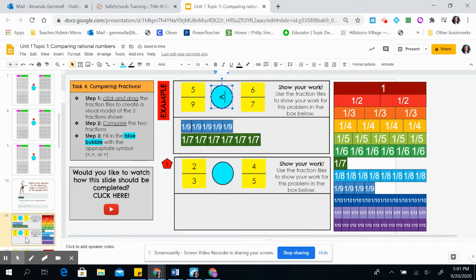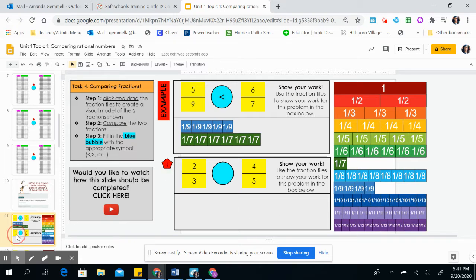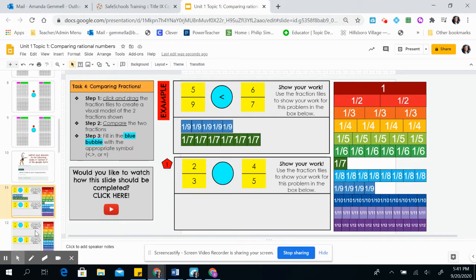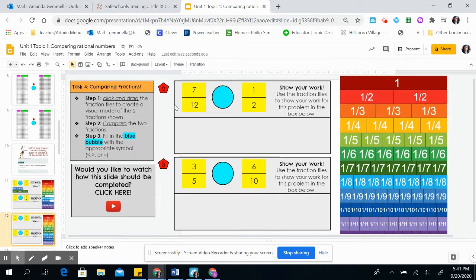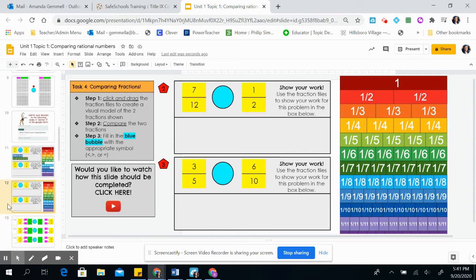Okay, so as far as that task, you're going to complete question 1. Remember, you look at the red hexagons to see what question number you're on. So here's question 1. And then the next slide, we'll complete question 2 and 3 using the algebra tiles.